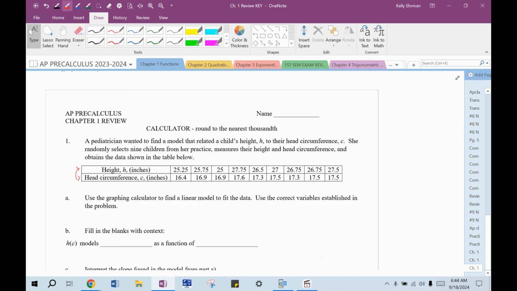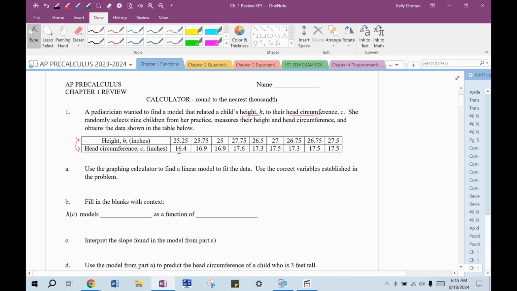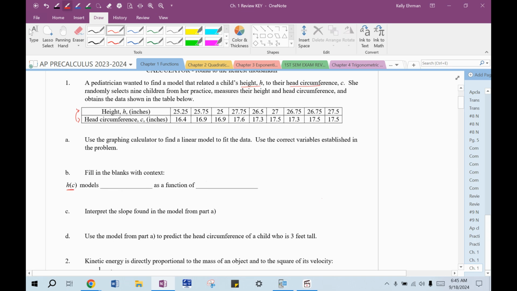All right, this video today is just for the calculator portion of the review. I made this announcement in class, but I realized that I've sort of inverted the table of information that I gave you. This says a pediatrician wants to find a model relating a child's height to their head circumference. You could put these in any order, but the way that I have this is H of C. H is the output and C is the input. Based on your head circumference, we can predict what height you'll be, that type of thing.